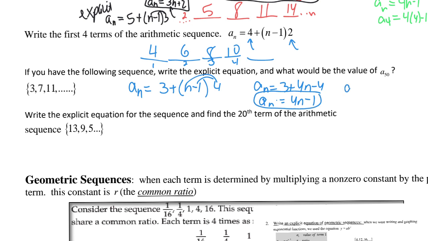And if we want to find a sub 50, and technically you wouldn't have to reduce that, what would we do? Plug in 4 times 50, and we'd minus 1. If you do 4 times 50, 200, and you minus 1, you're going to get 199. So you'd write a sub 50 is equal to 199. And I do want to see your left side. Don't just give me 199. Just like in functions, tell me what you did to get to that answer.